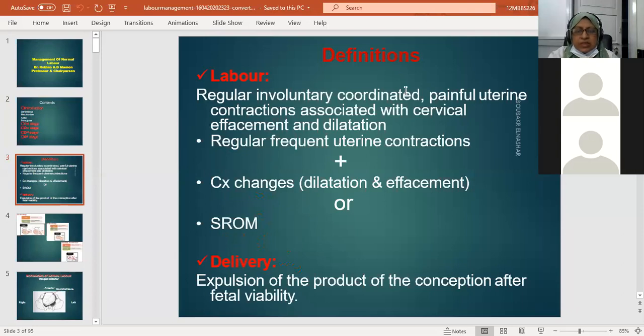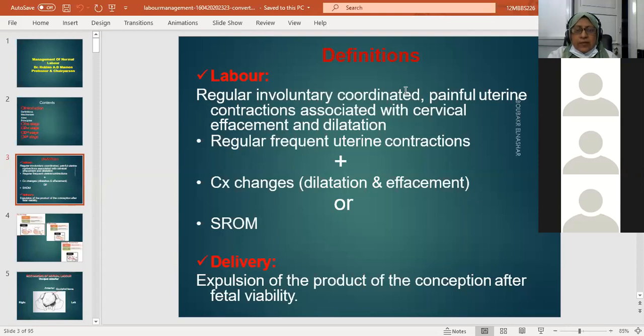Or you can also say it this way: regular frequent uterine contraction, any uterine contraction which is associated with certain changes in the cervix, then we can label it as labor. Uterine contractions could also occur in pregnancy, known as Braxton Hicks contractions. They may be painful or painless, but along with the uterine contraction, there is no change in the cervical effacement or dilatation. There is no change in the cervix.